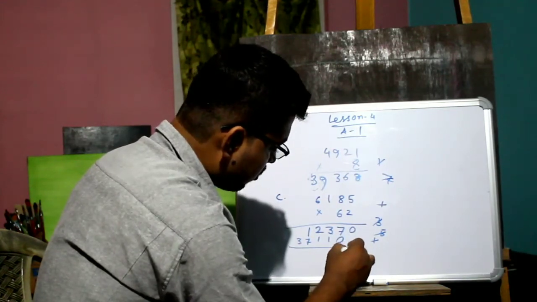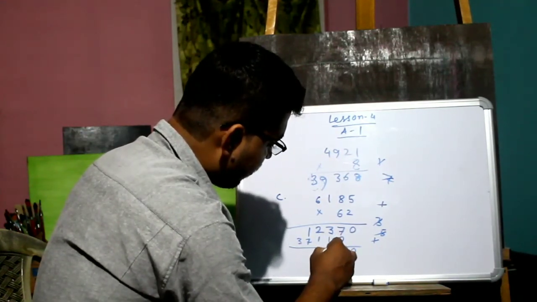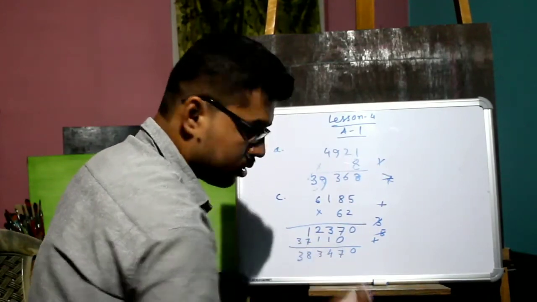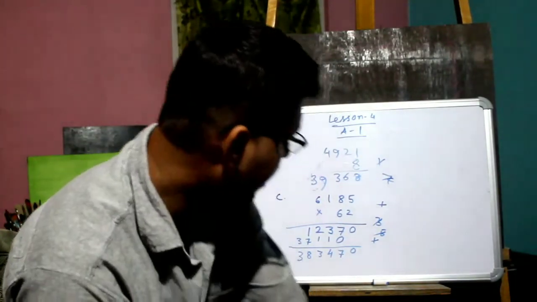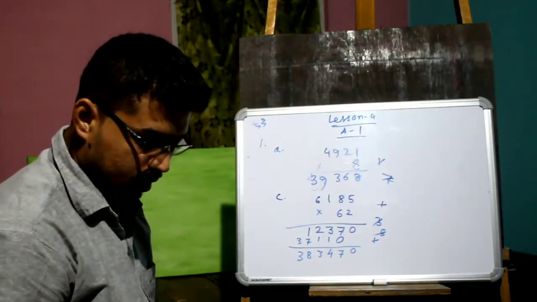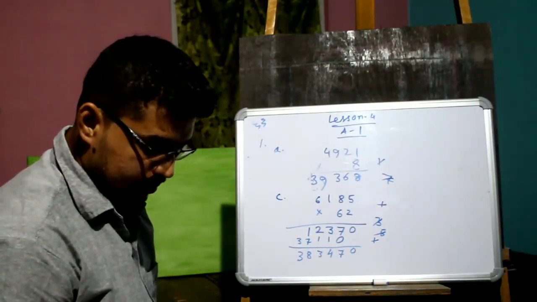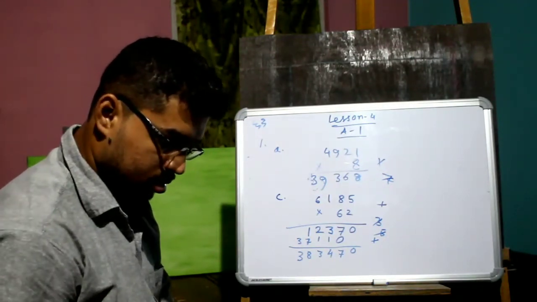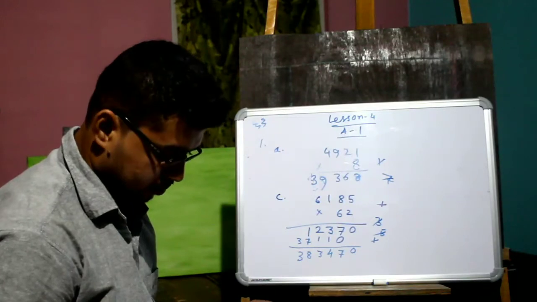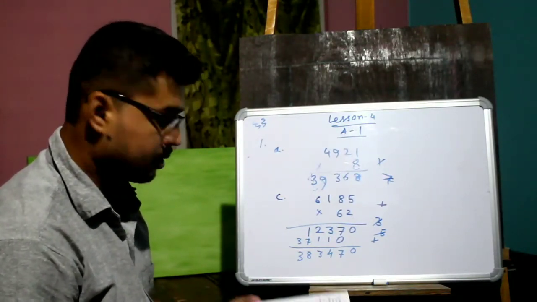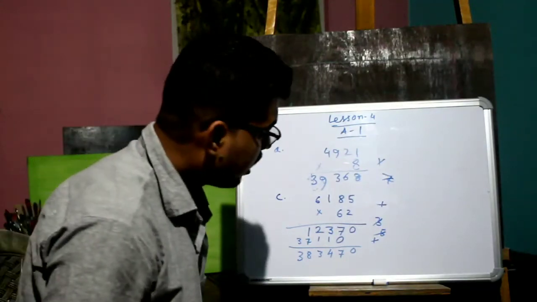8, 0, 7, 4, 3, 8, 3. So the answer is 3,83,470. Let me check the answer. Yes, 3,83,470. So next.